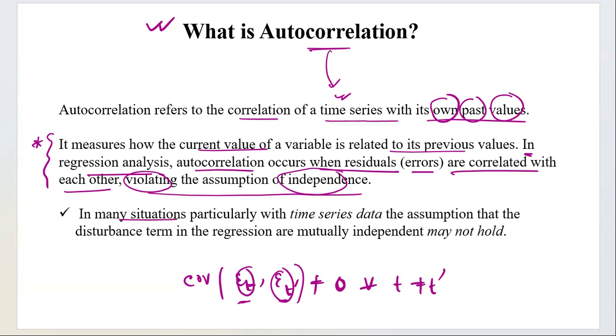So see, in many situations, particularly with time series data, the assumption that the disturbance terms in the regression are mutually independent may not hold. In case of autocorrelation, the assumption that the error terms are independent is not holding. We are violating the CLRM assumption and we say autocorrelation is present, right?